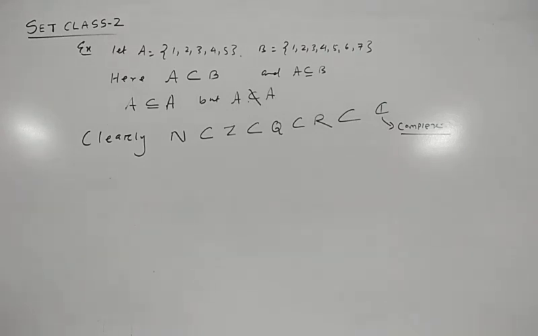It is also A subset of B, but it is better to say A is a proper subset of B. So clearly N is a proper subset of Z, which is a proper subset of Q, which is a proper subset of R, which is a proper subset of the complex number set. There is a chapter on complex numbers where we study this.